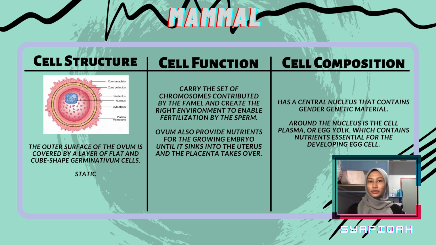fertilization by the sperm. The ovum also provides nutrients for the growing embryo until it implants into the uterus and the placenta takes over. Cell composition: it has a central nucleus that contains the genetic material. Around the nucleus is the cell plasma or egg yolk, which contains nutrients essential for the developing egg cell.